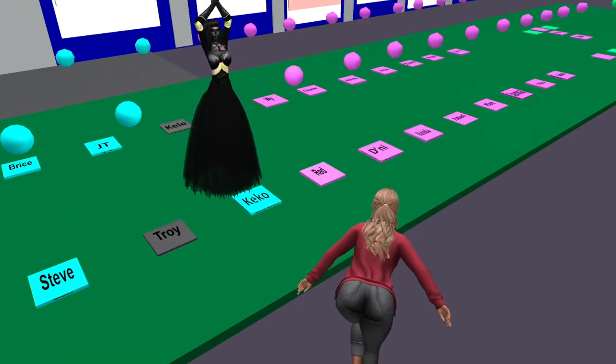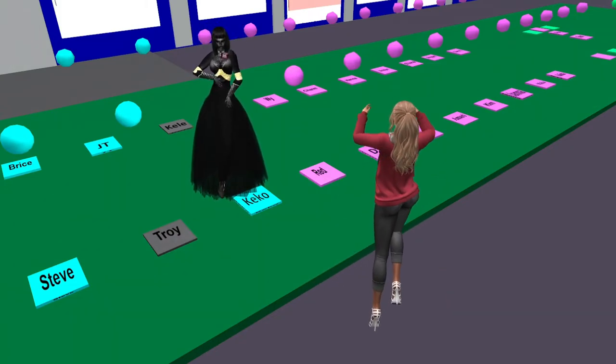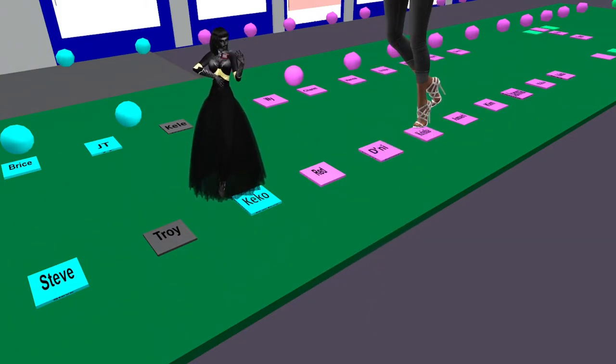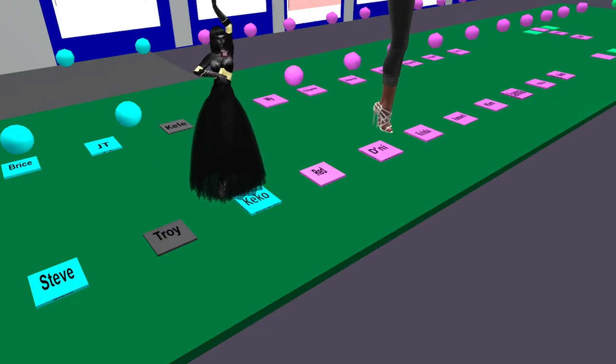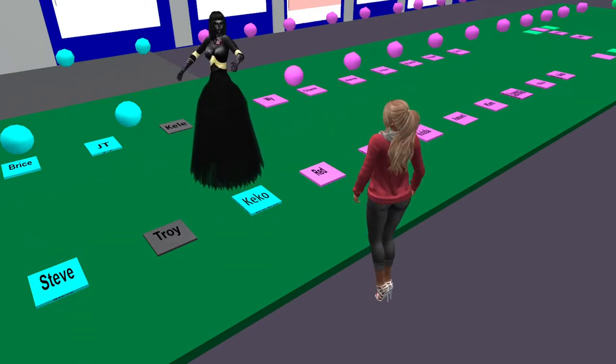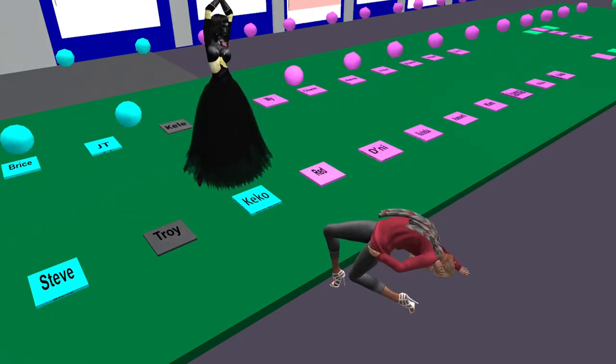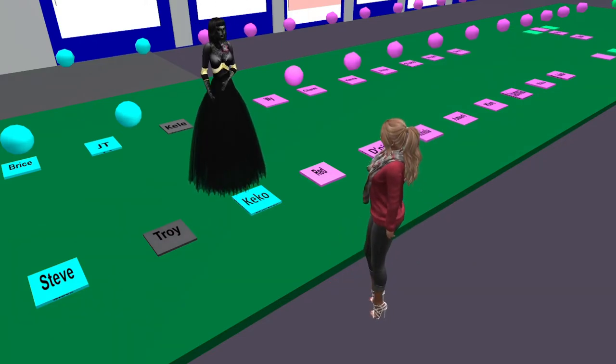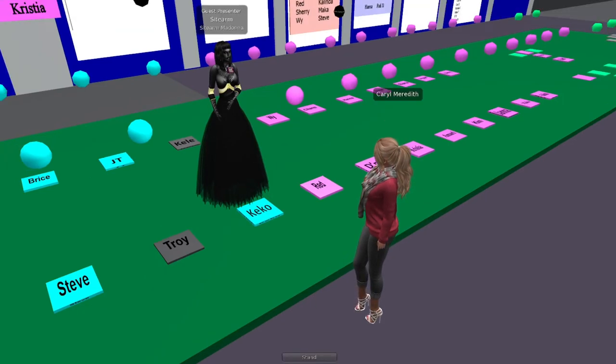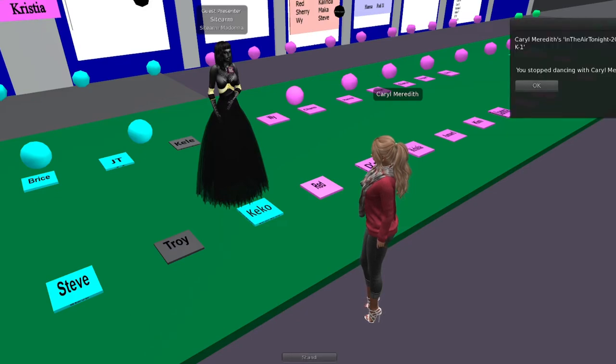Now, the thing is that we have such a limited amount of couples animations in SL that you have to be really careful not to get boring with your choreography because you have to use what's available. And this is the grand end right here. That's it. Okay, so unanimate you. That's not hard to do. All I do is click that and I remove you. You're all gone.